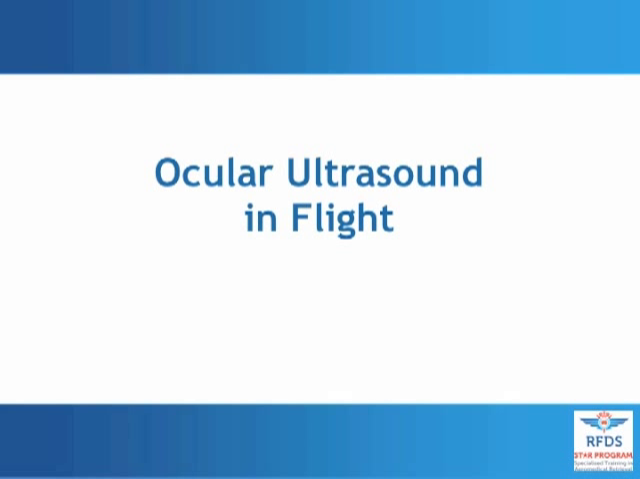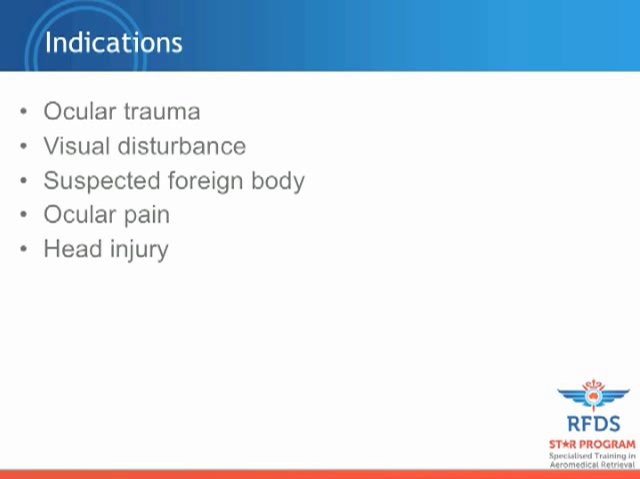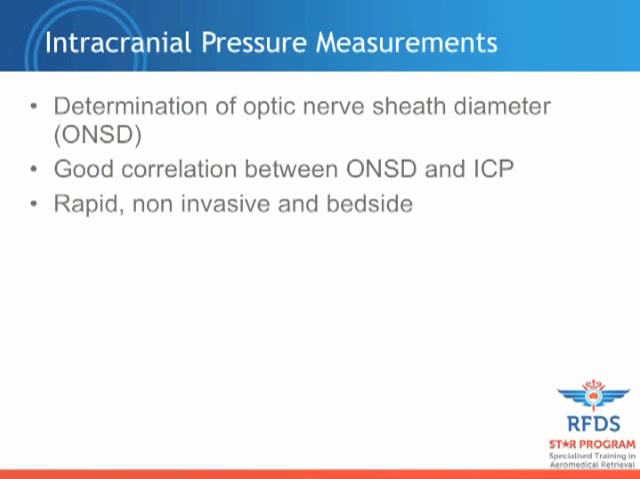Today, we're going to present a short video on the utility of ocular ultrasound in flight. But before we do that, it's worthwhile just reminding ourselves of the potential indications for the use of ocular ultrasound. These include ocular trauma, visual disturbance, suspected foreign body, ocular pain, and head injury. In this particular session, we're going to focus very specifically on the evaluation of intracranial pressure.